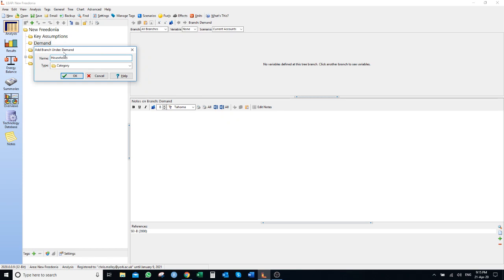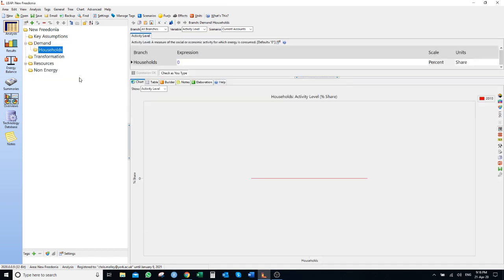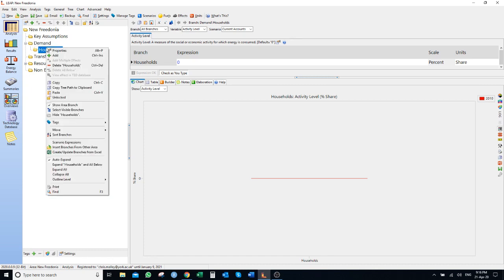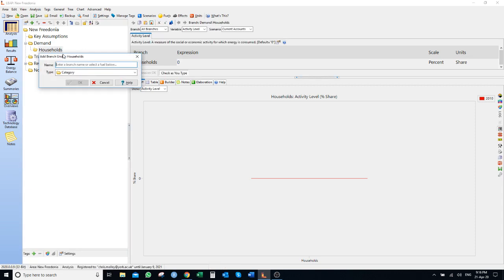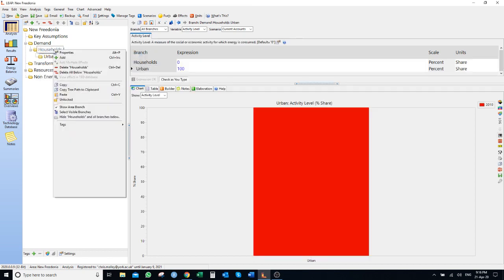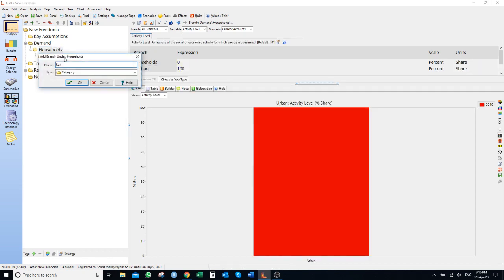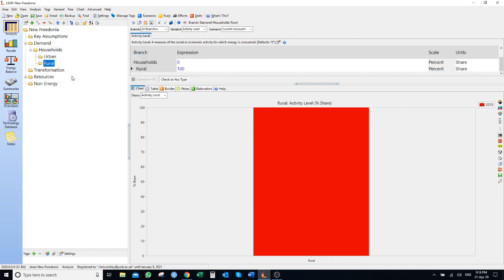And what we're told is that there are 40 million people living in 8 million households in Freedonia. Of these households, 30% are in urban areas. So we can now split our households into two categories: urban households and rural households. And I can begin to enter my data into LEAP.